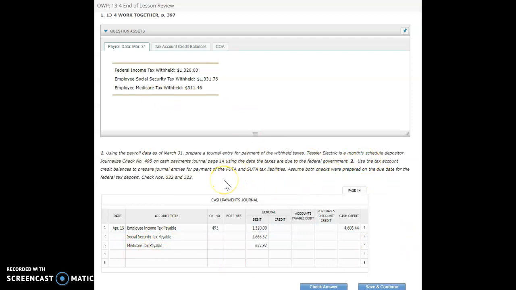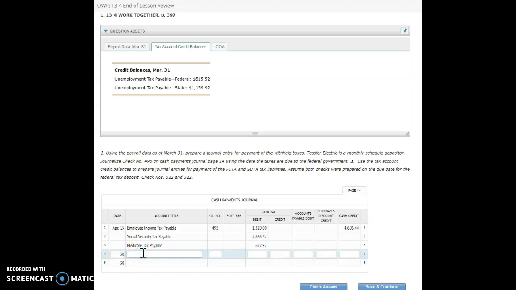Use the tax account credit balances to prepare journal entries for payment of the FUTA and SUTA tax liabilities. Assume both checks were prepared on the due date for the federal tax deposit. Checks number 522 and 523. Remember, these two are the ones that are just paid by the employer. There is nothing paid by the employee for these unemployment ones. So we know that FUTA and SUTA are due at the end of the following month. So this is March 31st, so this is going to be due on the 30th of April. Okay, so both of these entries will have the 30th.